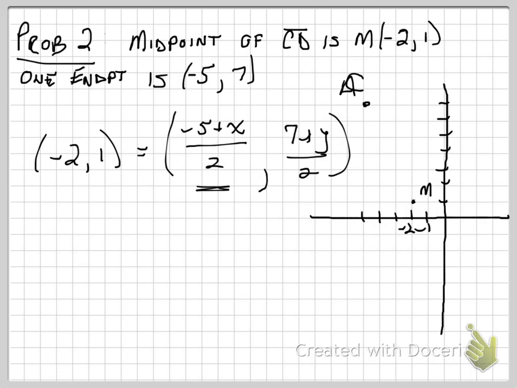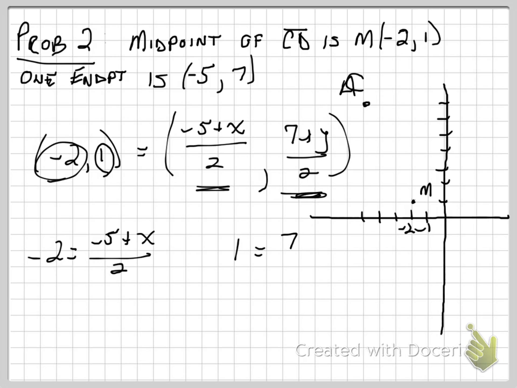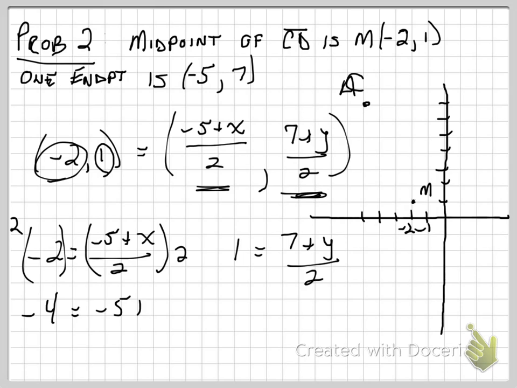What you need to do is break this up. This x should equal here, and this y should equal this. So -2 equals -5 plus x, divided by 2, and 1 equals 7 plus y, divided by 2. To solve, go ahead and multiply by 2 first. Always multiply by your denominator. That gives me -4 equals -5 plus x. Add 5. That gives me x equals 1.